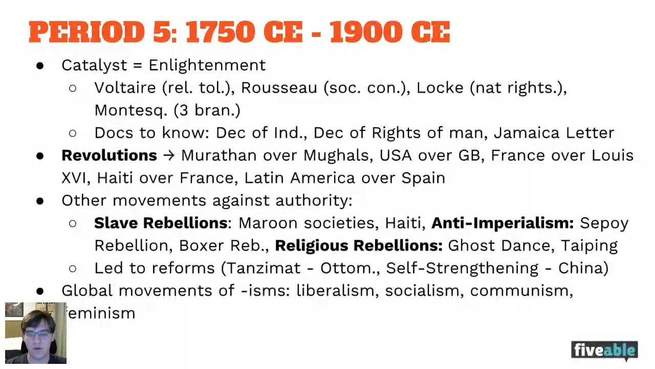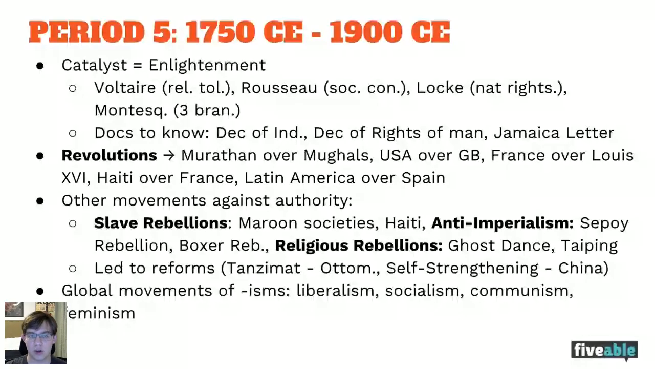And the Enlightenment was a new philosophical renaissance almost of thinkers like Voltaire, Rousseau, Locke, Montesquieu, and I'll go over those again. So I'll go one by one right now. So Voltaire, his main thing is religious tolerance. So he believes in freedom of religion, freedom to practice whatever you want.